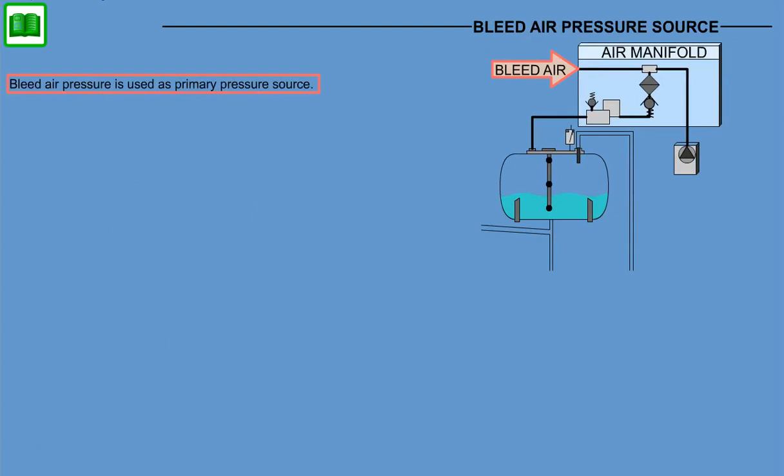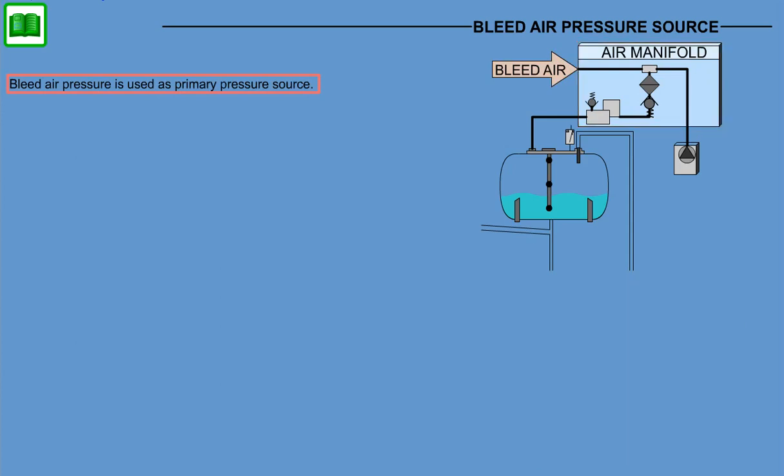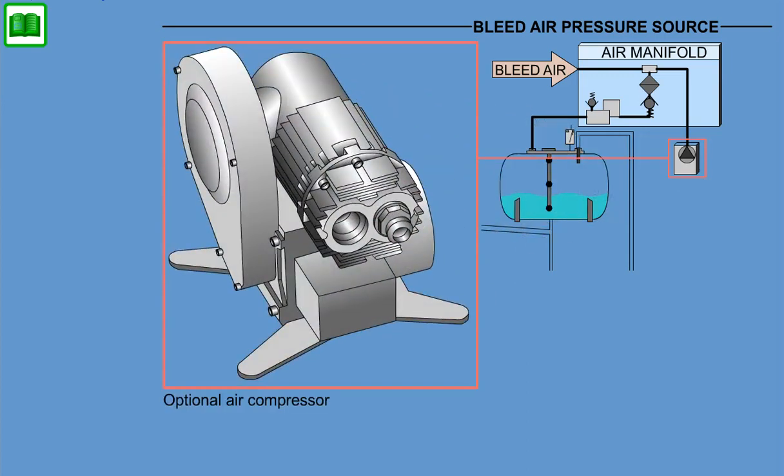Bleed air pressure is used as the primary pressure source of the system. The bleed pressurization line is routed from the main AC bleed air duct up to the water tank inlet distribution air manifold. The tap-off point is placed in such a way as to provide bleed air either from the engines or from the APU. The bleed air is filtered and regulated to the system operating pressure of 30 to 40 psig.